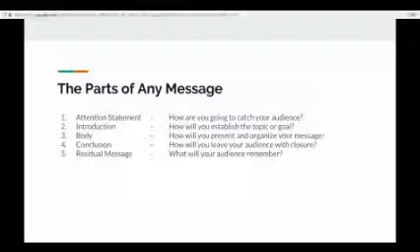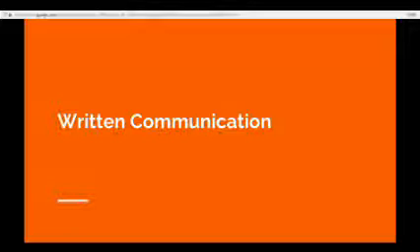Messages also have an introduction, so they have an establishment of the topic or the goal. They have a discussion section, which is the body of the message, how you present and organize the message. They have a conclusion, which is how you leave your audience with closure. And then you have a residual message, which is what your audience actually remembers from the communication.